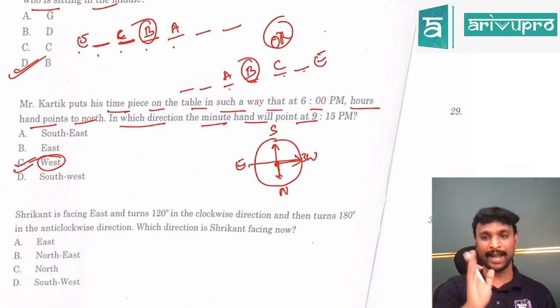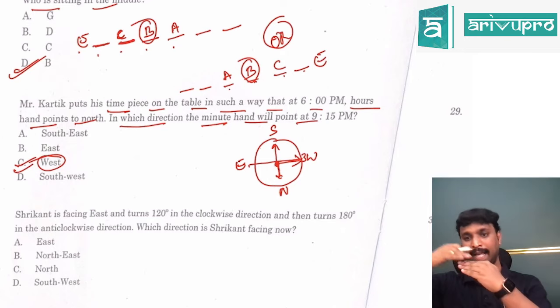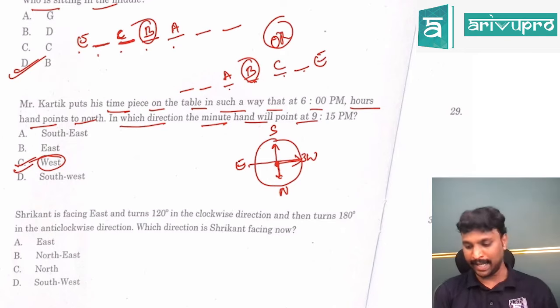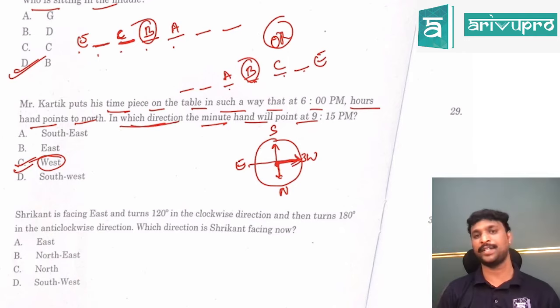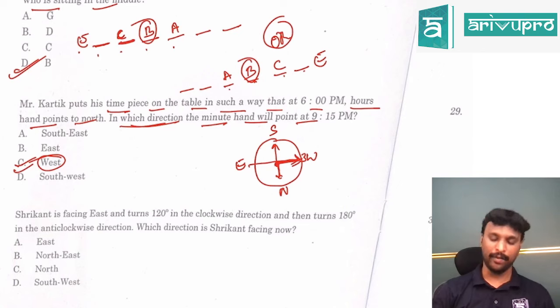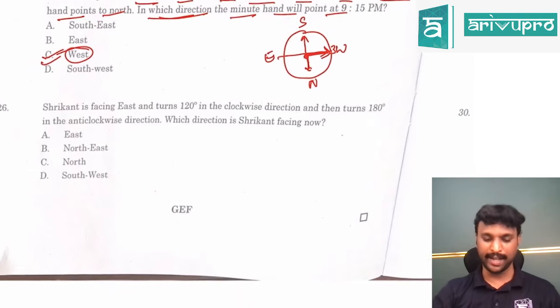Have you understood? At 9:15 the minute hand will point exactly at 3. That means like this, correct? Don't worry about the hour hand, because they are asking which direction the minute hand faces. So the minute hand definitely faces the western direction. Let's look at the next question.